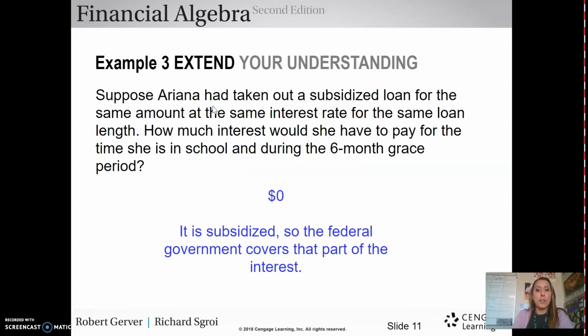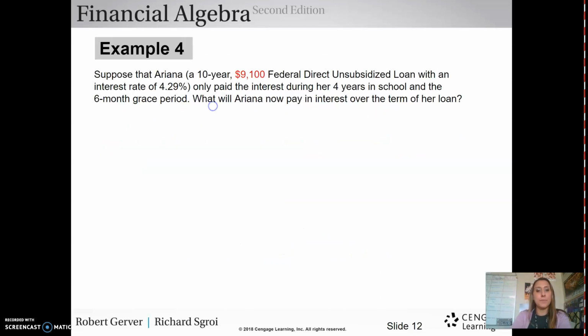So we are doing a subsidized loan. How much interest would she owe? It would be $0, because remember, subsidized, the government covers the interest during that time. The interest doesn't start until after the grace period.